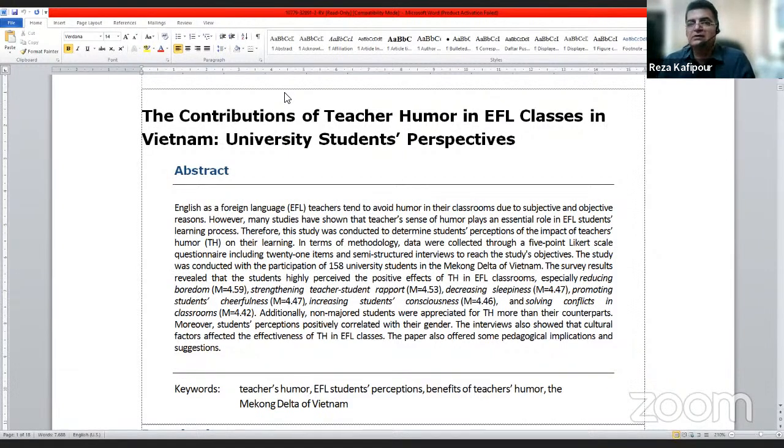So it is very interesting, and if some of the audience are going to work on a research project, they can take humor and connect it with a couple of different factors in their study to make a new topic for their study.